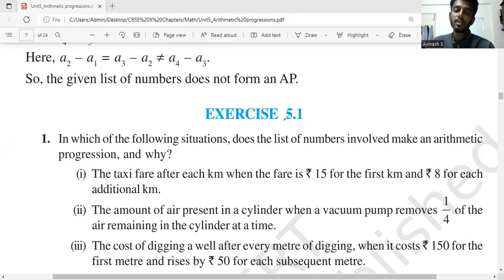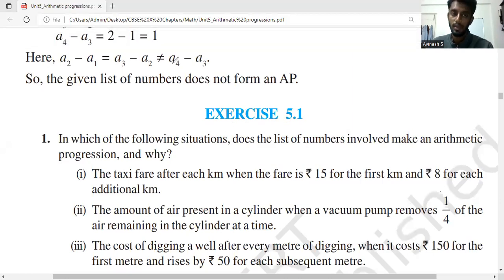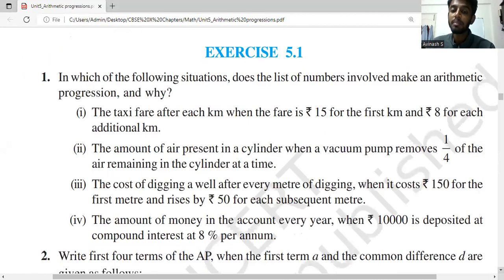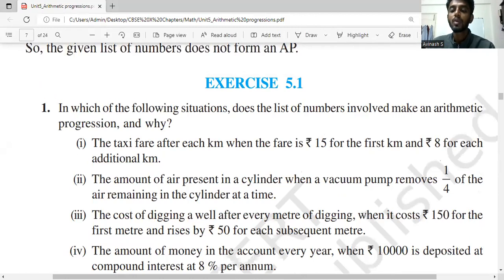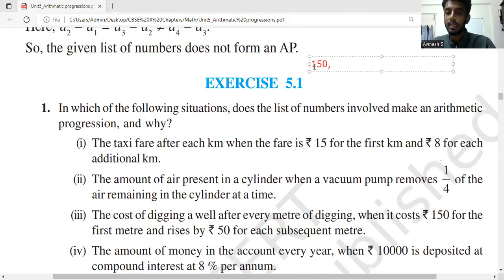When it comes to the third subdivision, they have clearly given the cost of digging a well after every meter of digging. When it costs 150 for the first meter, it has been clearly given. But if the work is done for 2 meters, then you raise the cost by 50 rupees, so it will become 200. Some of you might be wondering it is 50. No. For the second meter, it is 50, but for 2 meters put together, it is 150 plus 50, which is 200. Likewise, the next one will be 250 and so on.